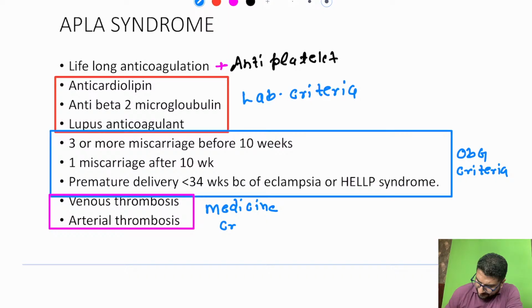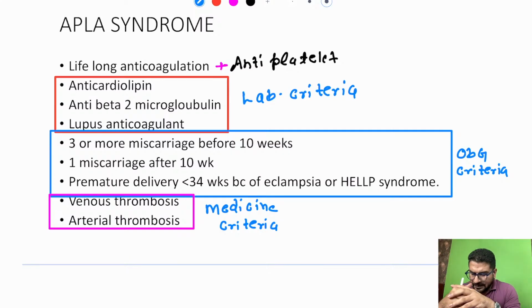So this patient, जो आप देखोगे, will be treated by both departments, medicine and gynecology. So the patient should have any of these, means तीनों में से एक एक symptom चाहिए. You need any one from this list, right? Any one lab, any one gynecological or obstetrical criteria, any one medicine criteria.